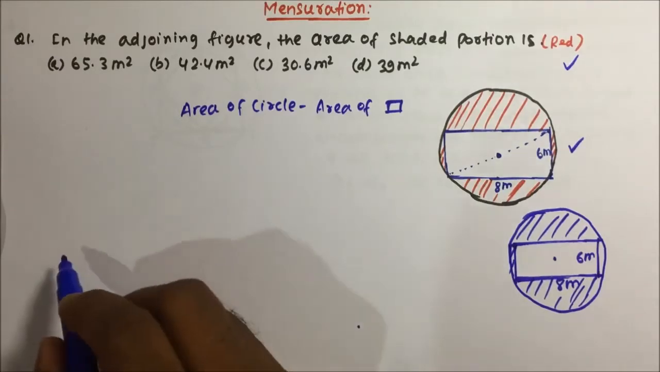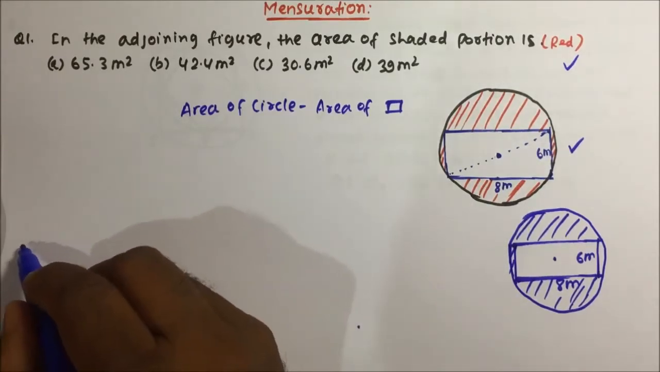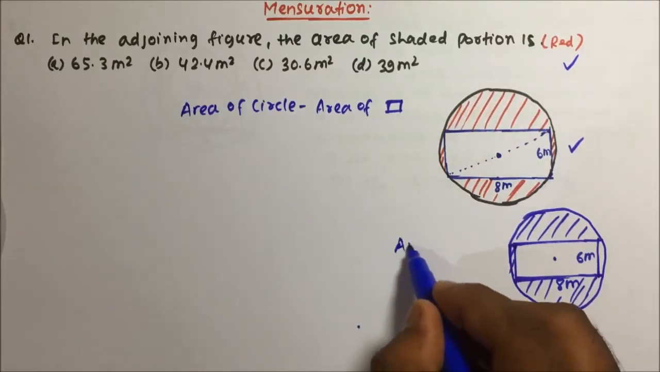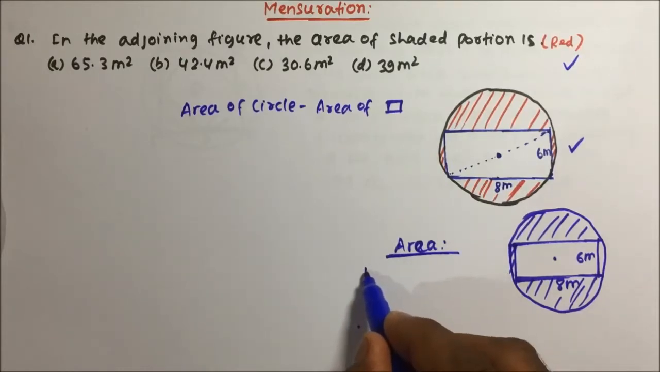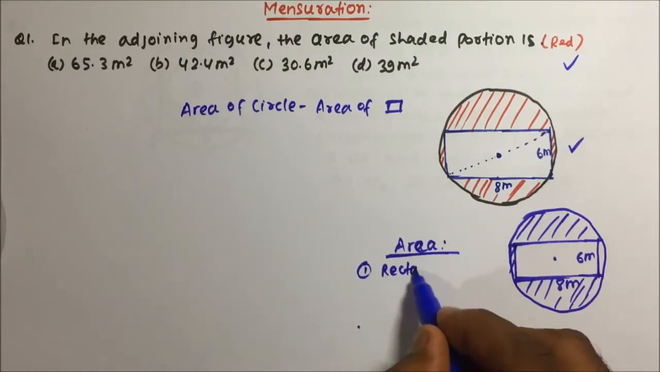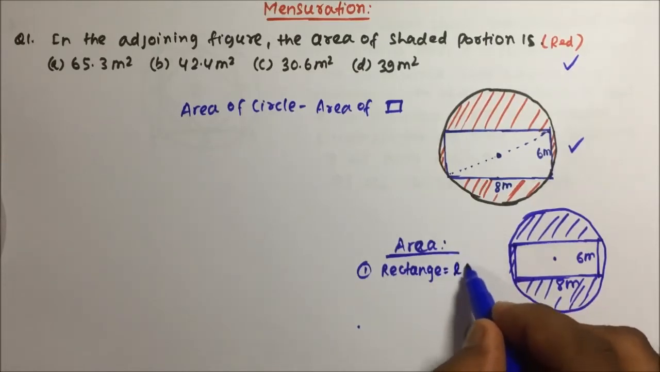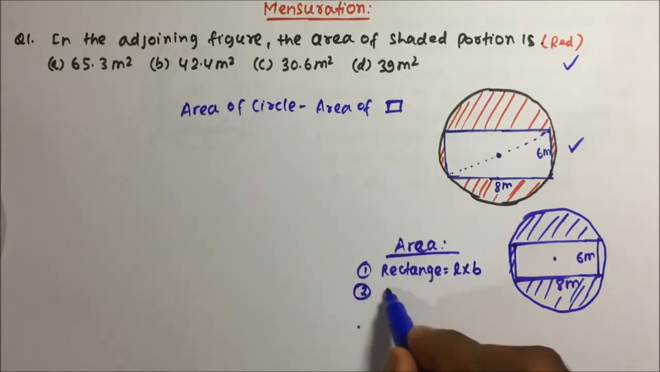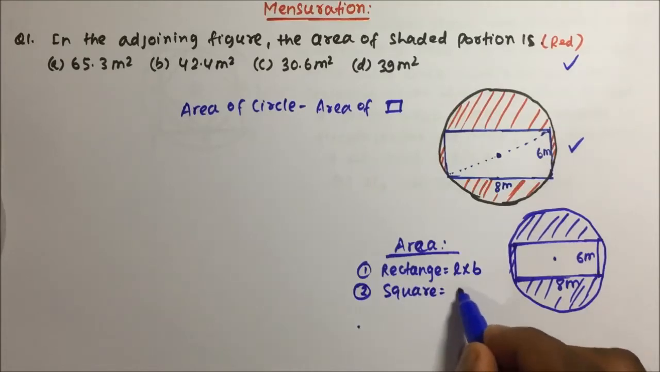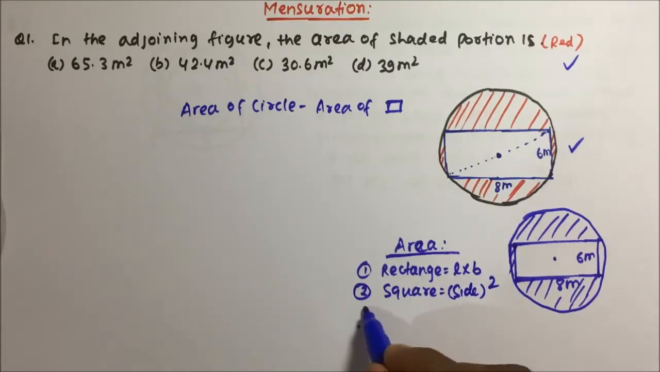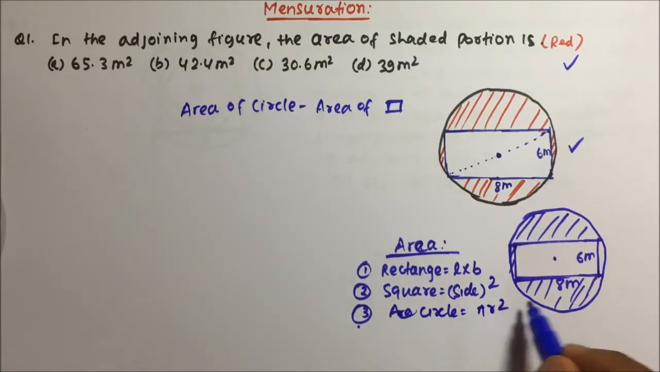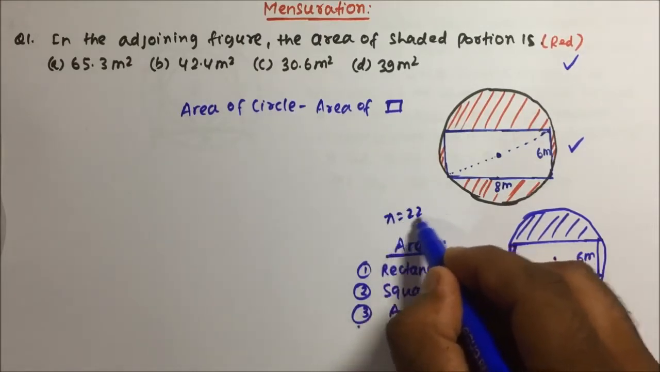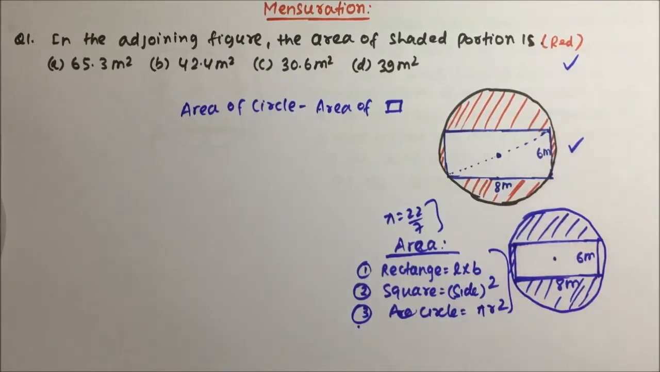So in mensuration, now we are talking about area. So friends, I will give you the basic concept of area also. If we talk about area, mainly they will ask you the area of a rectangle, which will be length into breadth, and then they may ask you the area of a square, which will be side square, and then they may ask you the area of a circle, which will be pi r square, where pi is equal to 22/7. So friends, this is the basic. Once we solve the problem, I will be covering the basics in that also, so you don't have to worry.